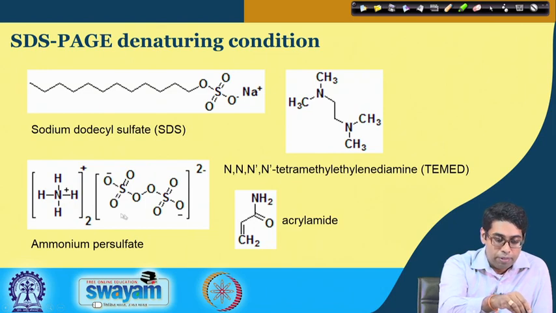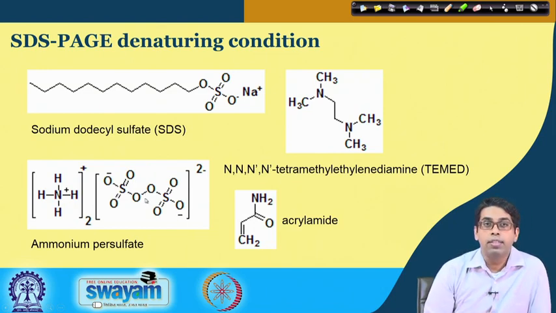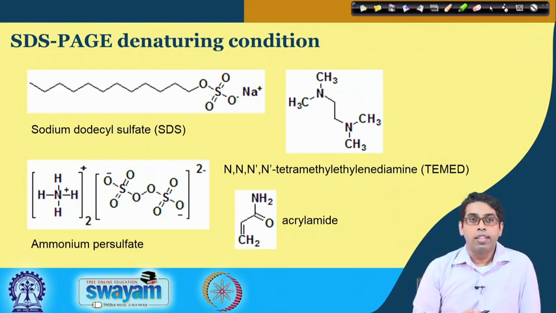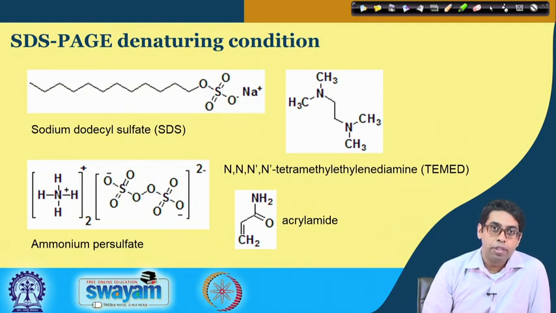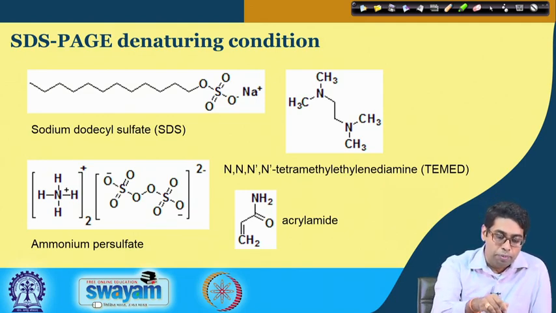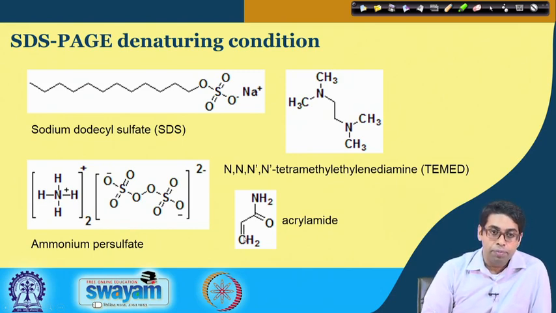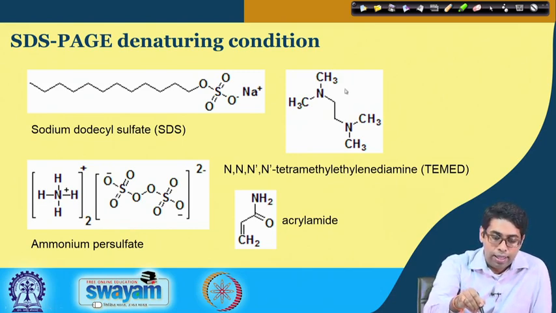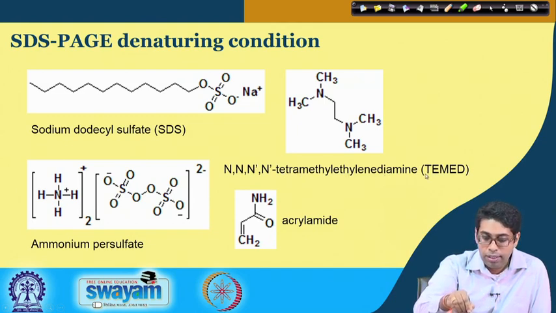So, when ammonium persulfate is dissolved in water, this peroxide bond is broken spontaneously and it forms free radicals. But it turns out that the free radical formed by ammonium persulfate is not very efficient in producing free radicals on the acrylamide double bond. So, another compound is added, which is N,N,N',N'-tetramethylethylenediamine, or in short TEMED.